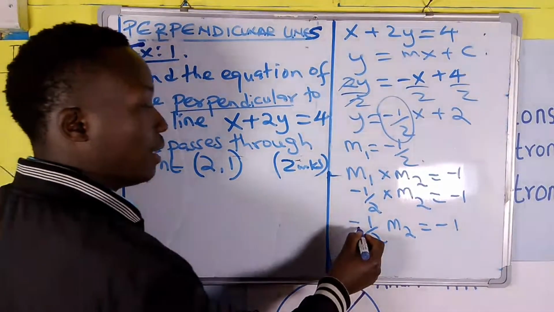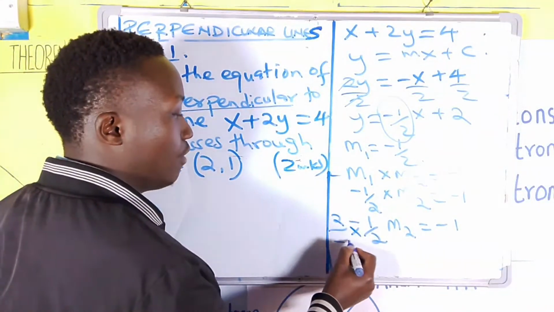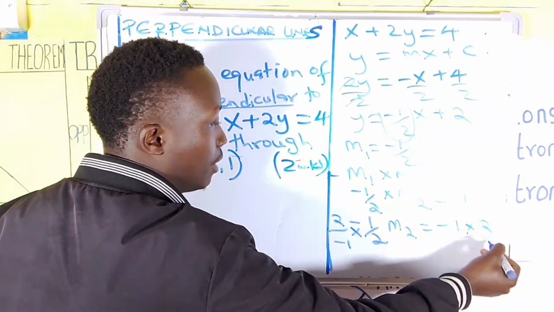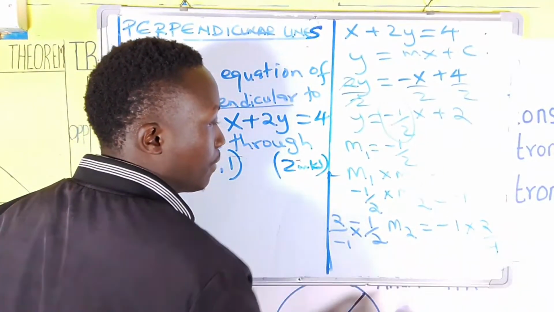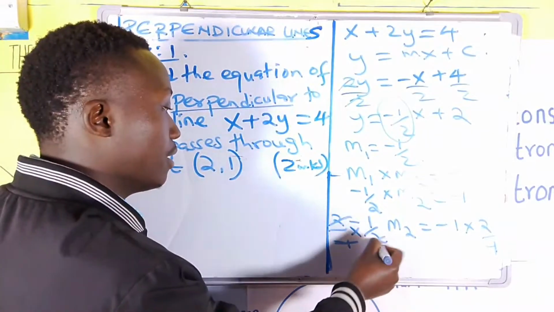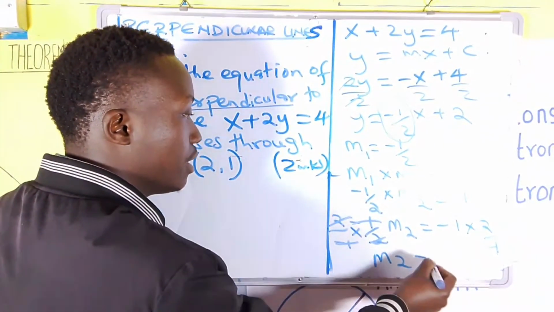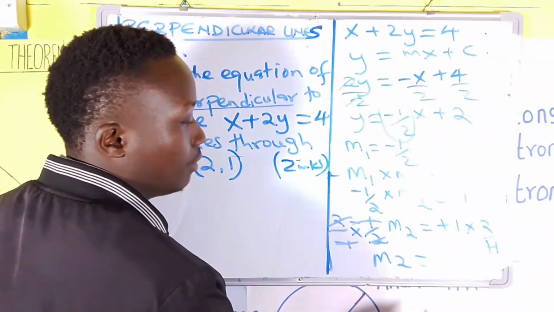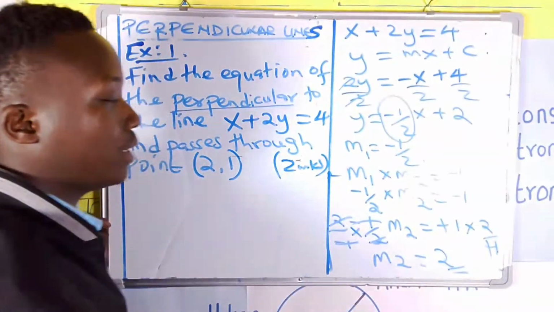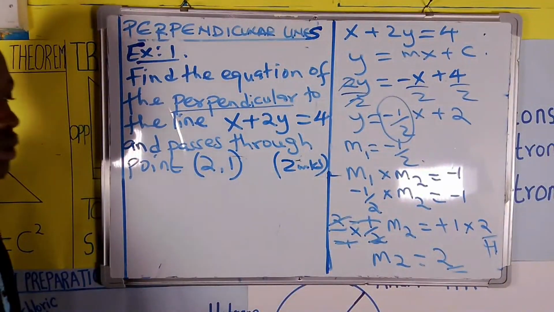So we now multiply both sides by the reciprocal, 2 over -1, and that will give us m2 is equal to negative, and the negatives cancel. We have our m2 as 2.